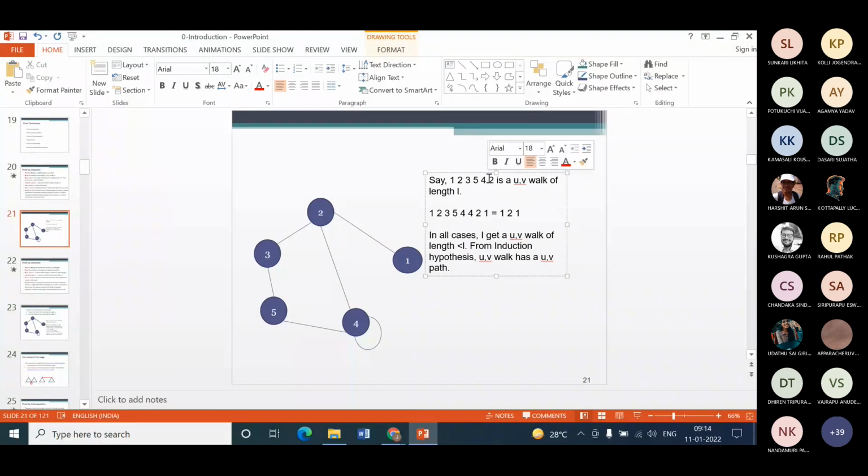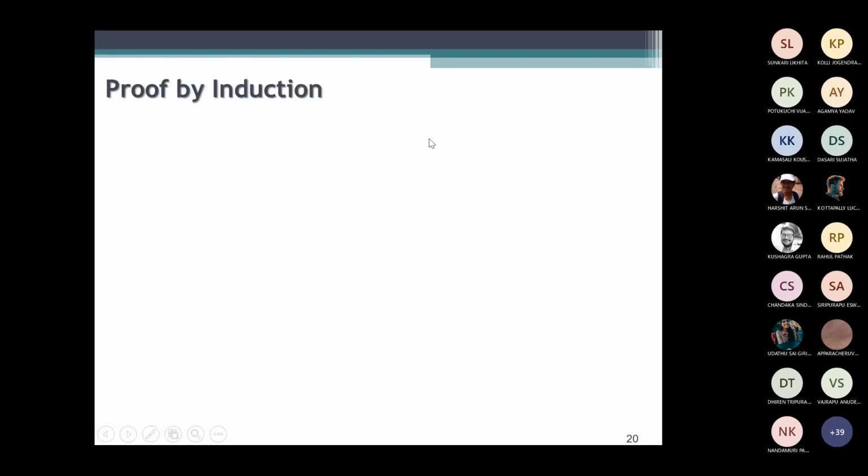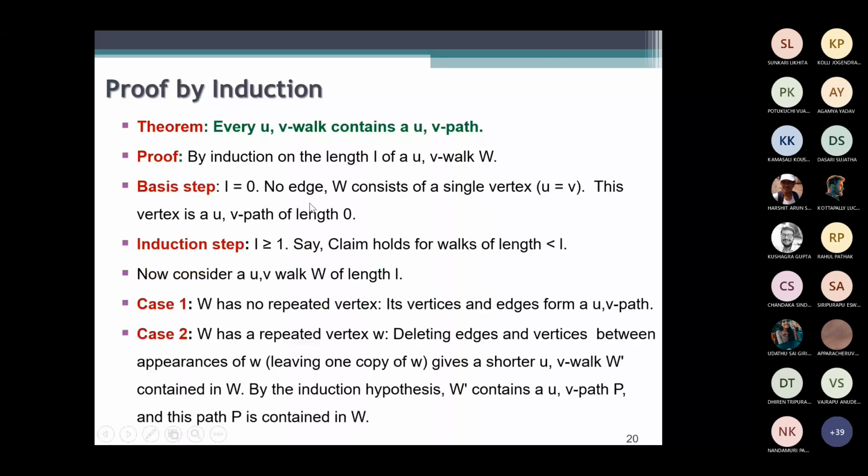For example, you take this example. So we are trying to explain this case. W has a repeated vertex W. It means that at least one vertex is repeated. It may so happen more than one vertex can also be repeated.